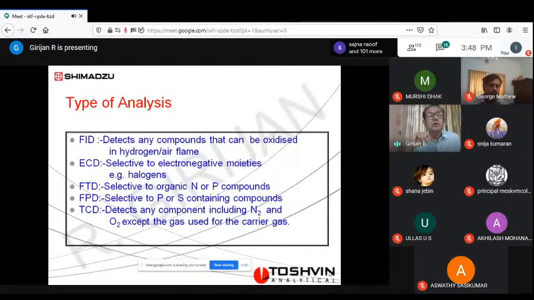And the thermal conductivity detector is a general purpose detector. But the only drawback with TCD is that the sensitivity is not very high. Anything less than 100 ppm or even 50 ppm is very difficult to be detected by TCD. But it can detect anything. Once upon a time, we used to consider TCD a universal detector because it can detect all compounds except the carrier gas. But today, that universal detector position is given to our mass spectrometer. So we are coming to the mass spectrometer now.